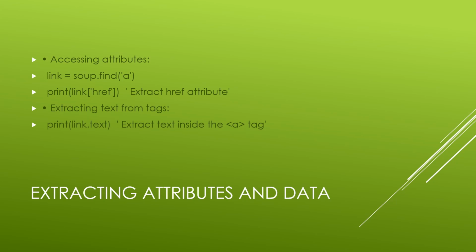Beautiful Soup allows us to extract not just text but also attributes from HTML tags. For example, if we want to retrieve the URL from a hyperlink, we can access the href attribute of an a tag. We can also extract the text inside any HTML element using the .text method.